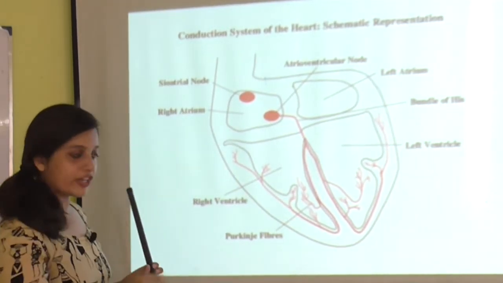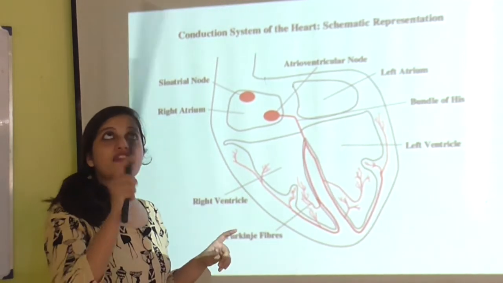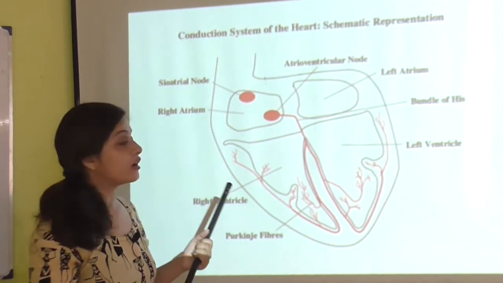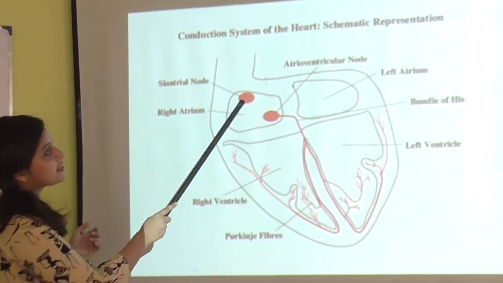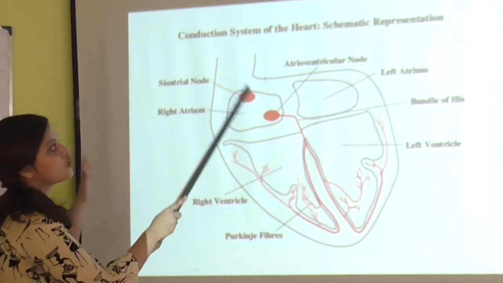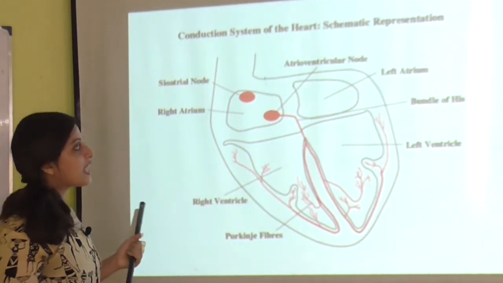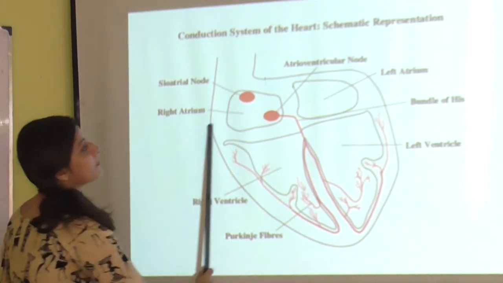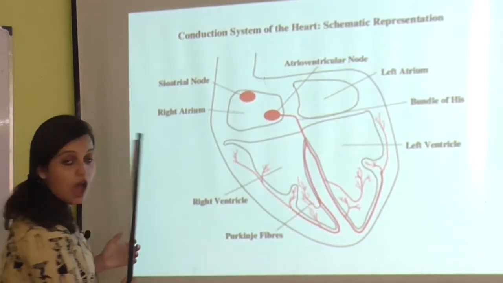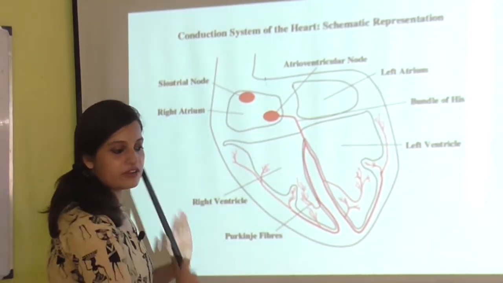When you enter your room, you will do what? You will push the switch and the fan will start running. Exactly the same happens here. The SA node controls everything. When the SA node is pushed, it gives an electric impulse. That impulse will be spread to the upper part of the heart, that is the upper chamber of the heart. The impulse will run.